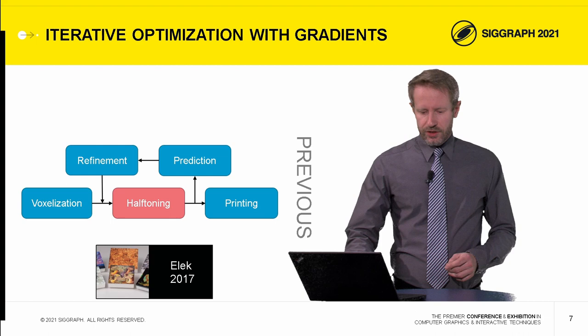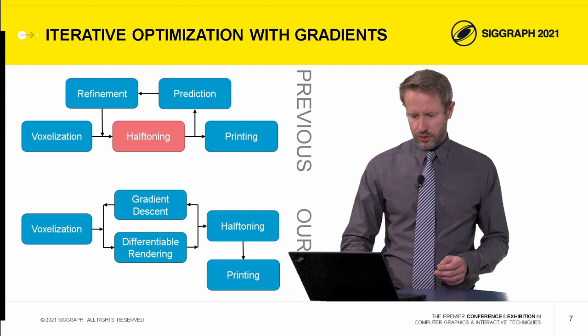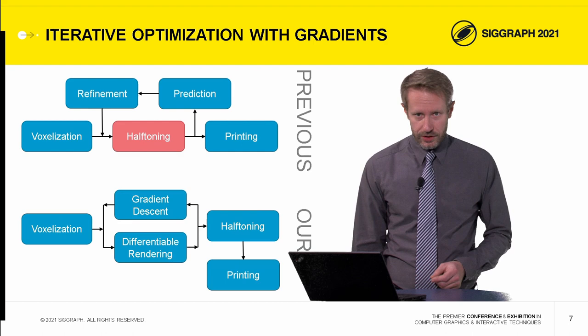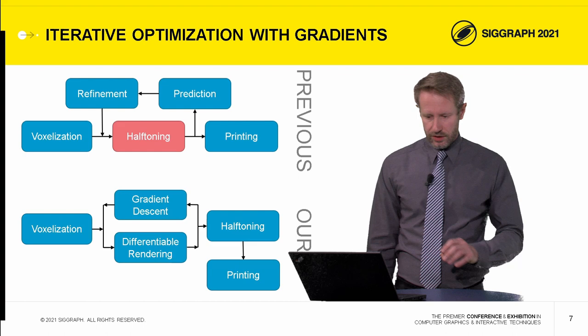So our first key idea is to move the half-toning out of the optimization loop and replace it with a volume parameterization that is based on continuous material mixture. This relaxes the problem to a nonlinear, non-convex optimization problem.